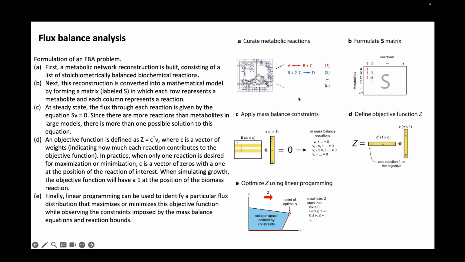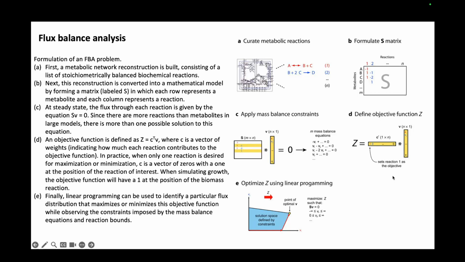So FBA, or flux balance analysis, works on metabolic networks. First, a reconstruction of a metabolic network is required, consisting of a list of stoichiometrically balanced biochemical modules or reactions. You curate these metabolic reactions. Then you formulate the S matrix, which is the stoichiometric matrix. Then you apply mass balance constraints. In this case, this is a steady state condition, which is S dot V equal to 0.